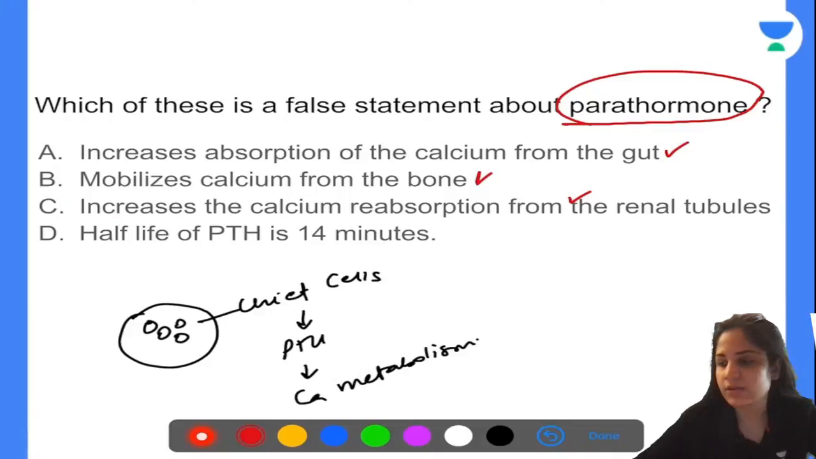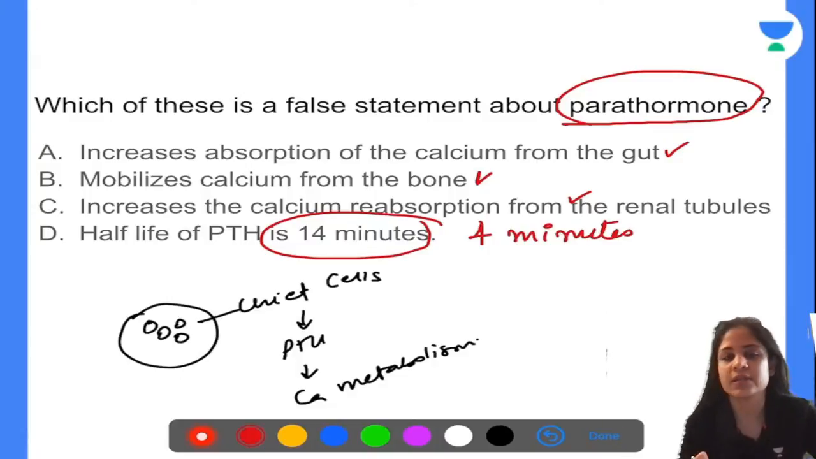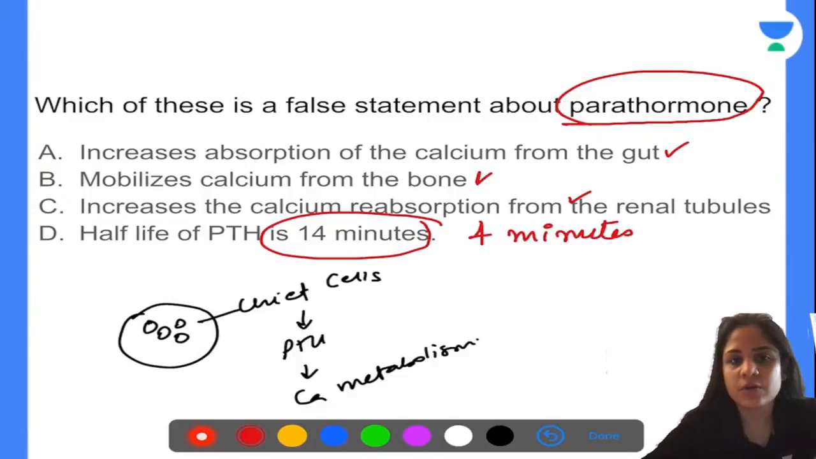Half life of parathormone is not 14 minutes. It is 4 minutes. Okay. Half life of parathormone is 4 minutes. Now a few things that you should know about parathormone. These three options so you know.